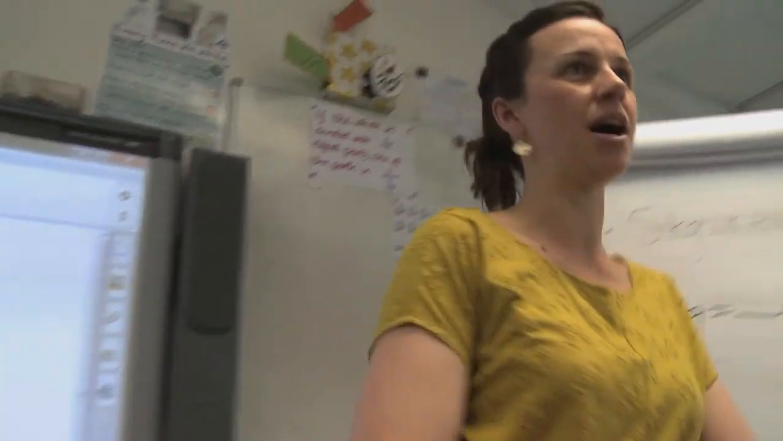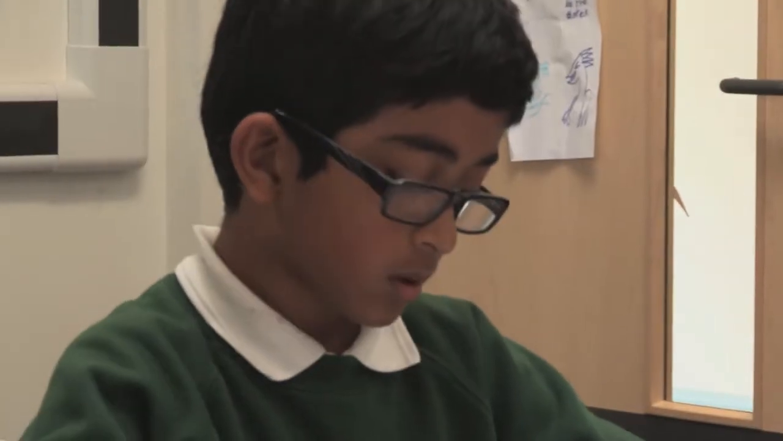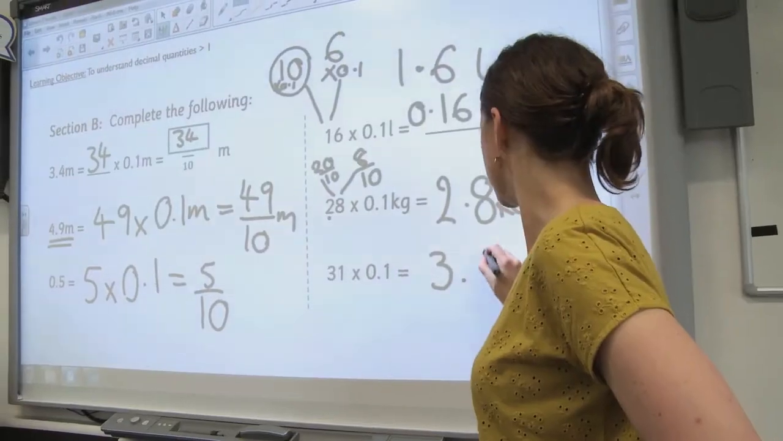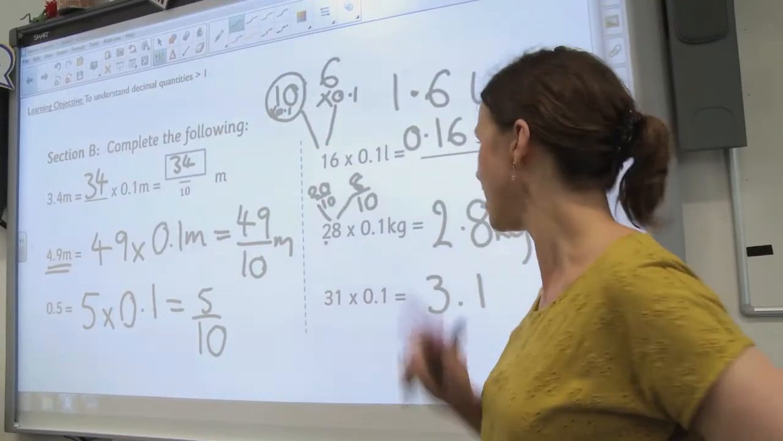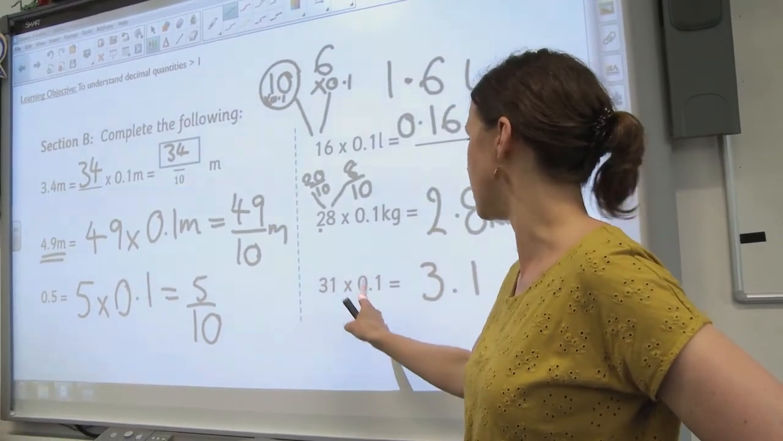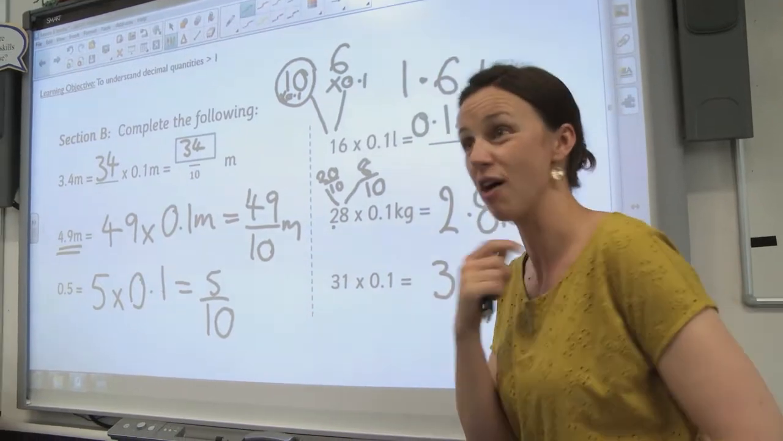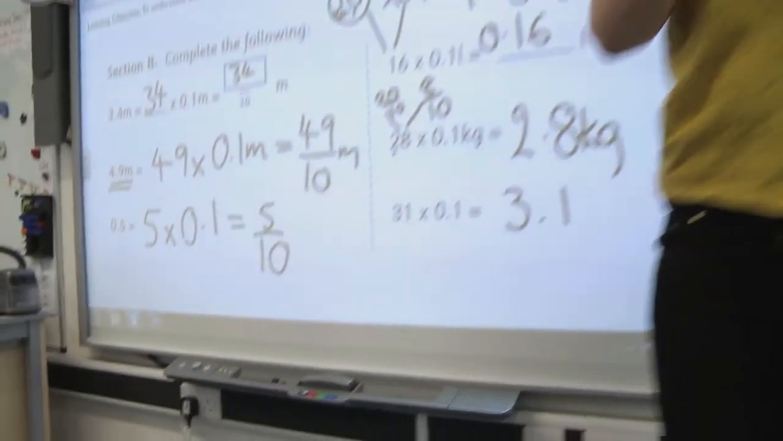31 multiplied by 0.1. 31 lots of 1/10. It's 3.1. What does the 3 represent, Rishi? 3 wholes. And what does the 1 represent? 1/10. And can you convince me, Rishi, that 31 multiplied by 1/10 is equivalent to 3.1? 31 tenths is equivalent to 3.1 because there are 3 lots of 10/10ths and there is 1/10. That's a really fantastic explanation, Rishi. There are 3 lots of 10 tenths and 1 more tenth.